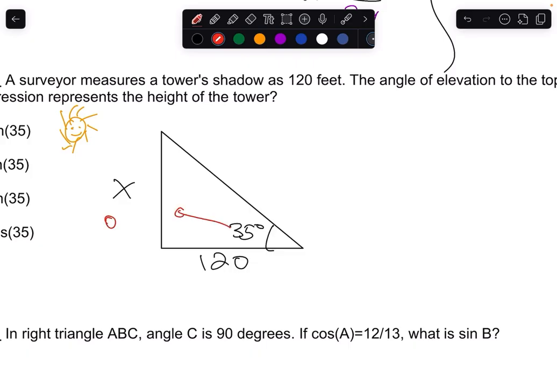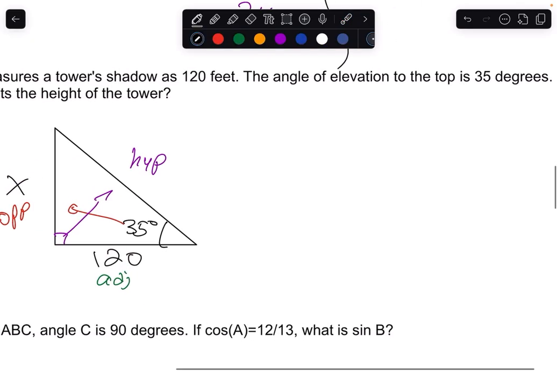You have the opposite, you have the adjacent, and you always have your hypotenuse. So in this case, we know the angle, we know the shadow, and we need to figure out the height. Of the three trig identities, it's best if we pick an identity that involves the opposite and the adjacent. We should pick that because we know information about the adjacent and we want to know information about the opposite. The one that includes both the opposite and adjacent is tangent.